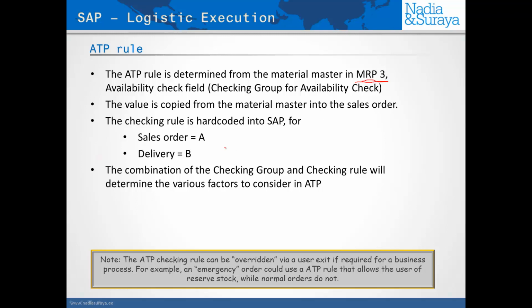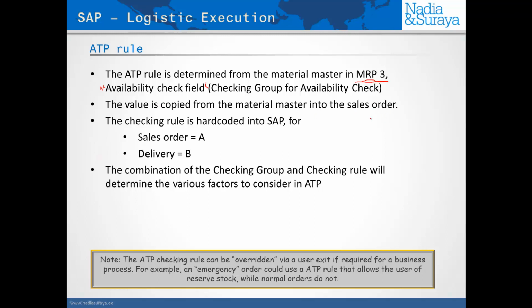The value is stored on the MRP3 view of the material master, and is also known as the availability check field. The official name is the checking group for availability check. And we will have a look at this when we look at the material master. The value is copied from the material master into the sales order when it's created.